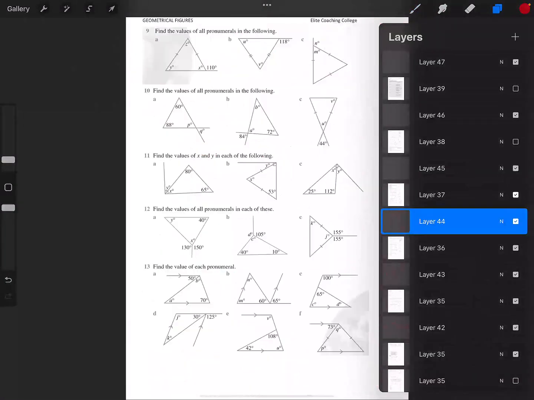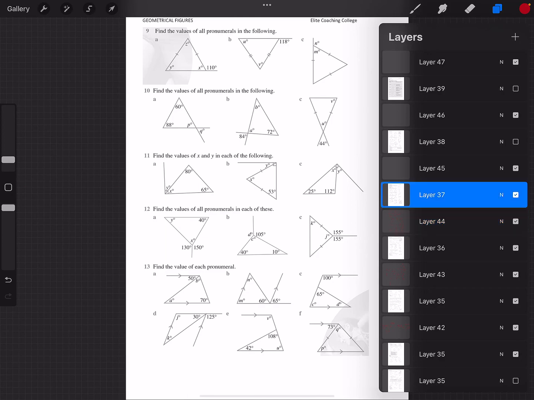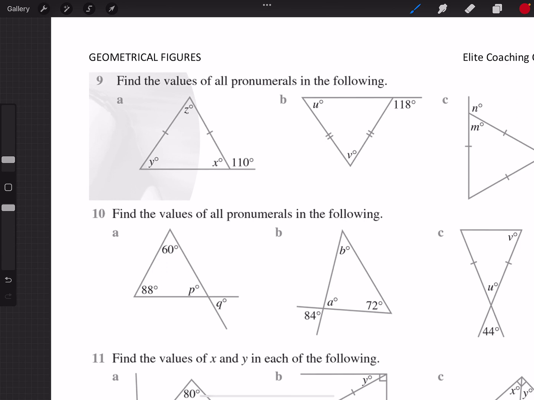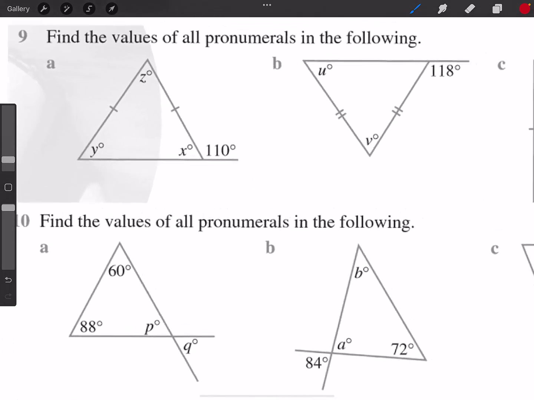Moving on to the next page. Question 9. Find the values of the pronumerals in the following. Okay, so we can look at this A and we can see that this angle plus this angle must equal 180, because those two angles form a straight line.